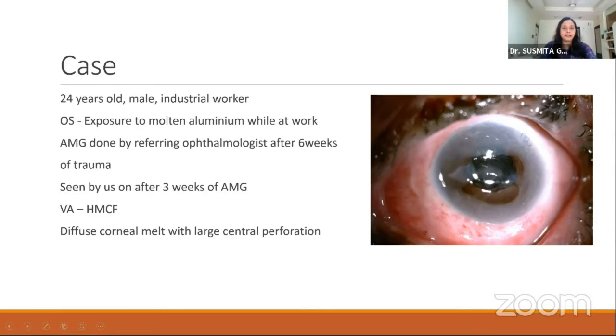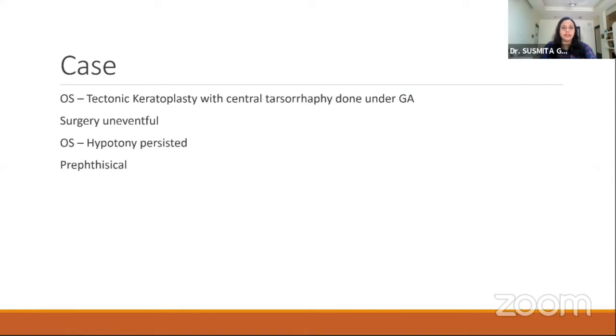And since that amniotic membrane grafting did not work, he was referred to us 3 weeks after the amniotic membrane grafting. He still had hand movement vision, and you can see the clinical picture, diffuse corneal melt with a large central perforation. So we did a tectonic keratoplasty with a central tarsorrhaphy. Surgery was uneventful. However, hypotony persisted, and this eye became phthisical, and eventually we lost the eye.